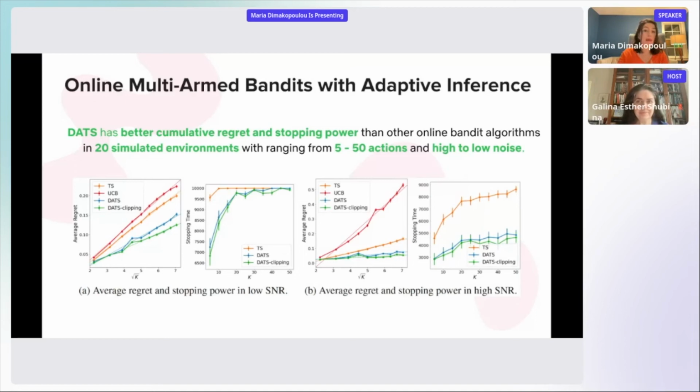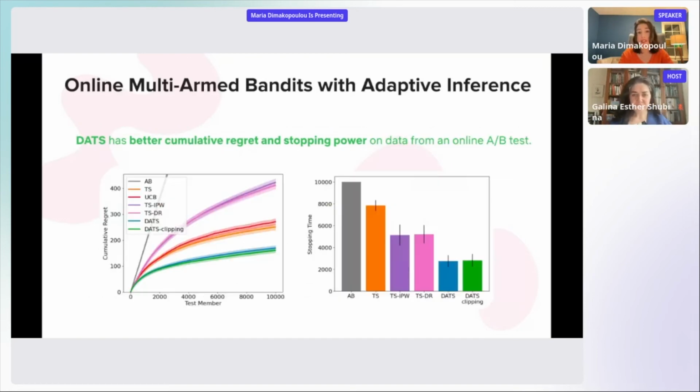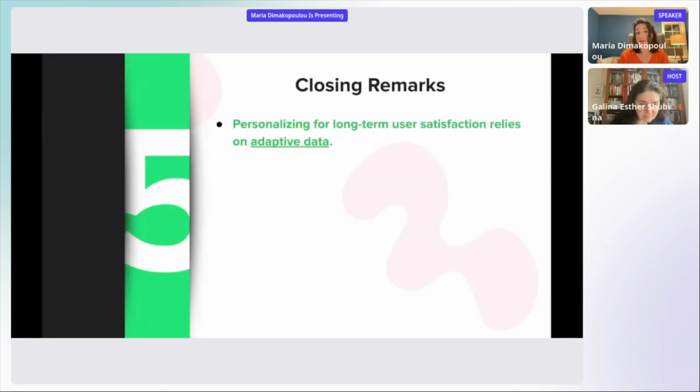Also, we see that the doubly adaptive Thompson sampling agents have smaller stopping power, meaning they can identify the optimal action much faster. And these results carry over in an online A/B test that was run at Netflix, where again, doubly adaptive Thompson sampling was compared in terms of regret and stopping power across baselines. And we see again that the blue and green algorithms over here bring significant improvements in terms of both cumulative regret and in terms of performance.